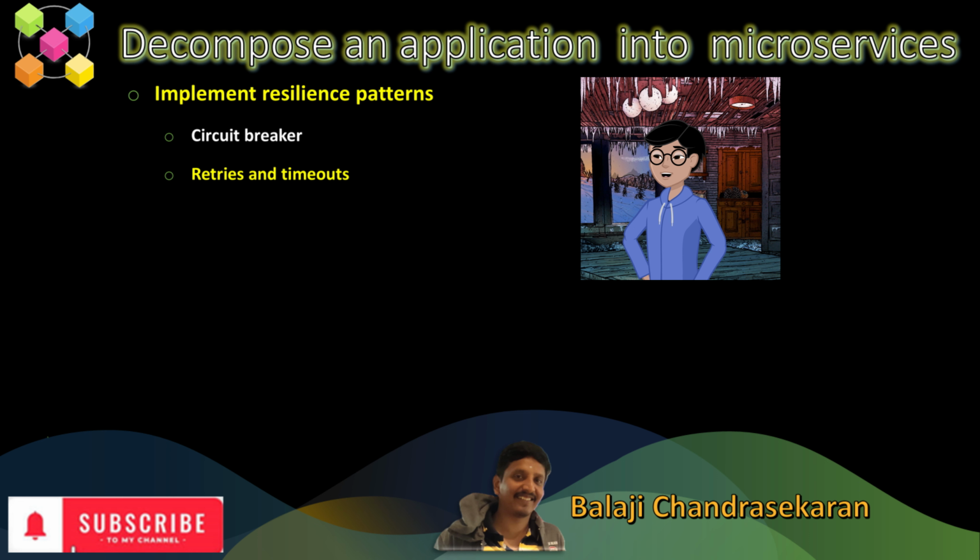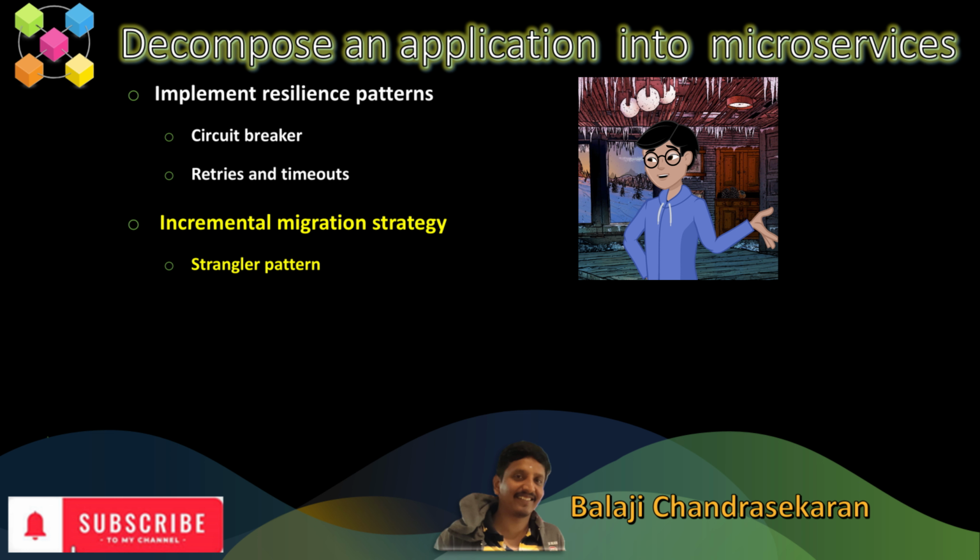Incremental migration strategy. The strangler pattern is a common approach to gradually refactor a monolith into microservices. The idea is to build new functionality as microservices and incrementally replace old monolithic components over time. As new microservices are created, they gradually strangle the old monolithic functionality until the monolith no longer exists.